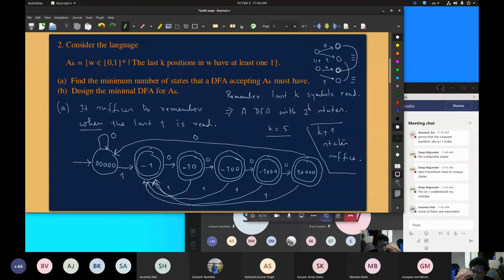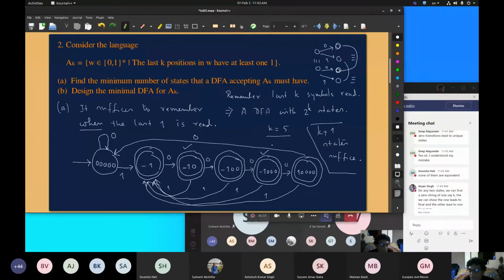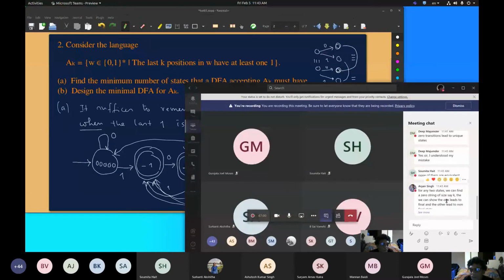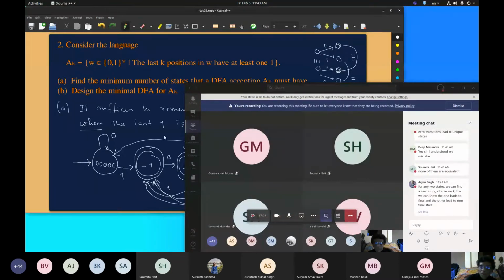None of them are equivalent. Yes. Why? That is the question. Why? So let us see why this and these are not equivalent. Yes. So this is the correct answer. Okay, so you read it. For any 2 states, we can find a string of size, say, L. Then we can show that one leads to final, another leads to non-final states. Yeah, that follows from the definition.